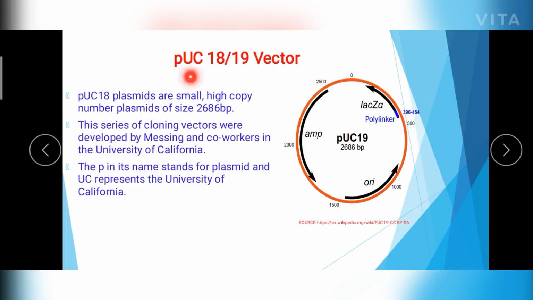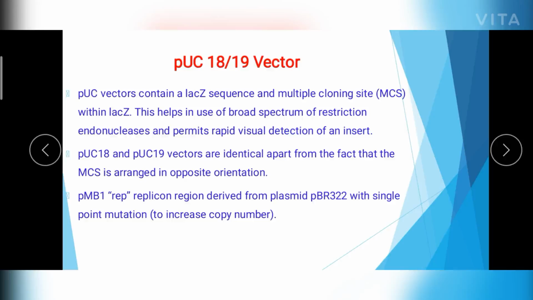particular 18 and 19 vectors just differ in the polylinker site orientation. In PUC 18 it is present in one orientation, whereas in PUC 19 the multiple cloning site is present in the opposite orientation. That is the difference.